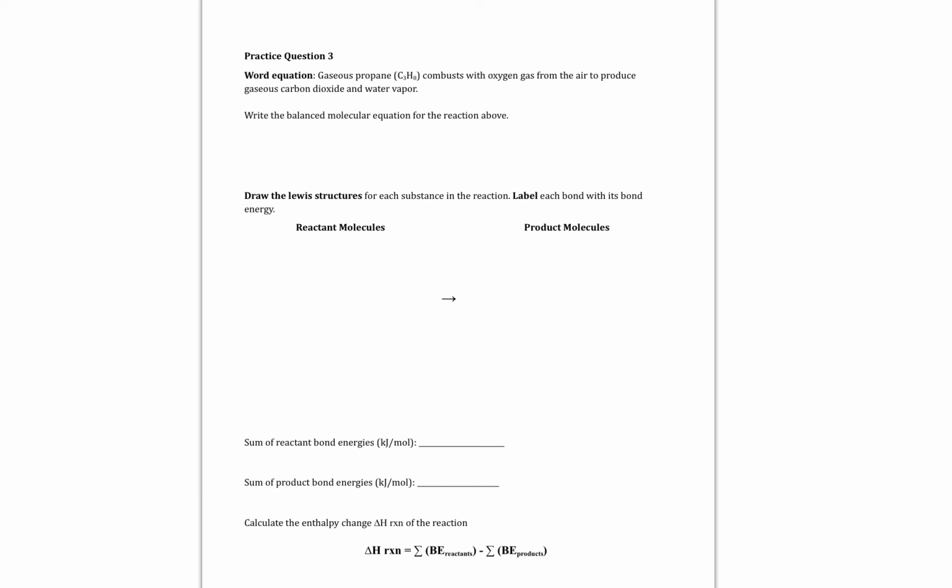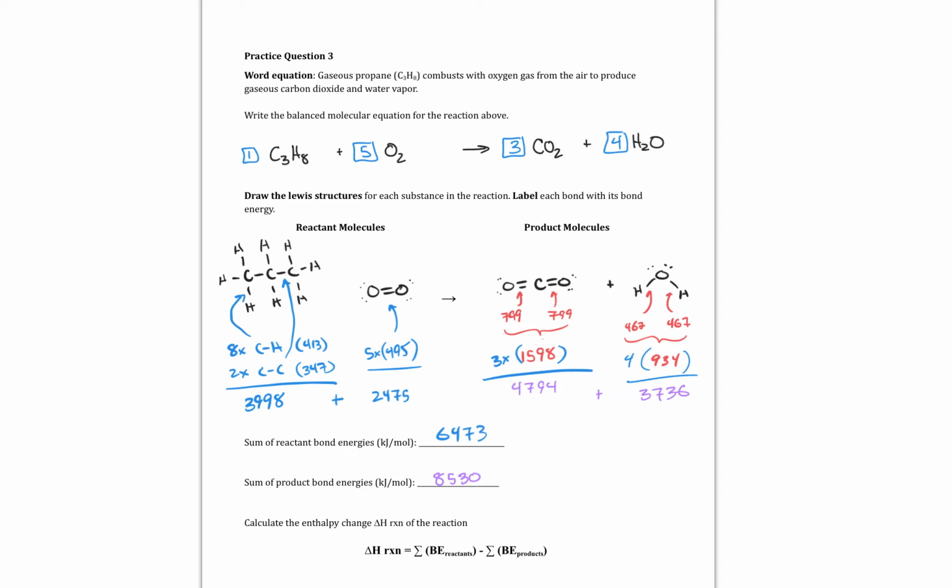Pause the video and try this reaction on your own, and then I'll be back in a second to show you the answer. Okay, well, in this reaction, every 1 molecule of propane will react with 5 molecules of oxygen to produce 3 molecules of CO2 and 4 molecules of H2O.